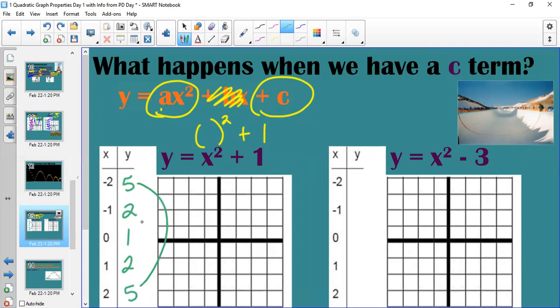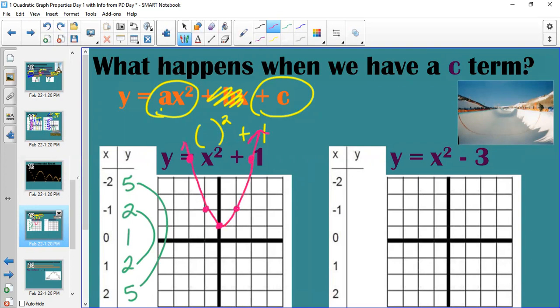And remember, we should see that rainbow pattern here. So left 2 and up 5 actually goes off my graph. Left 1, up 2, just up 1. Right 1, up 2, and right 2, up 5.